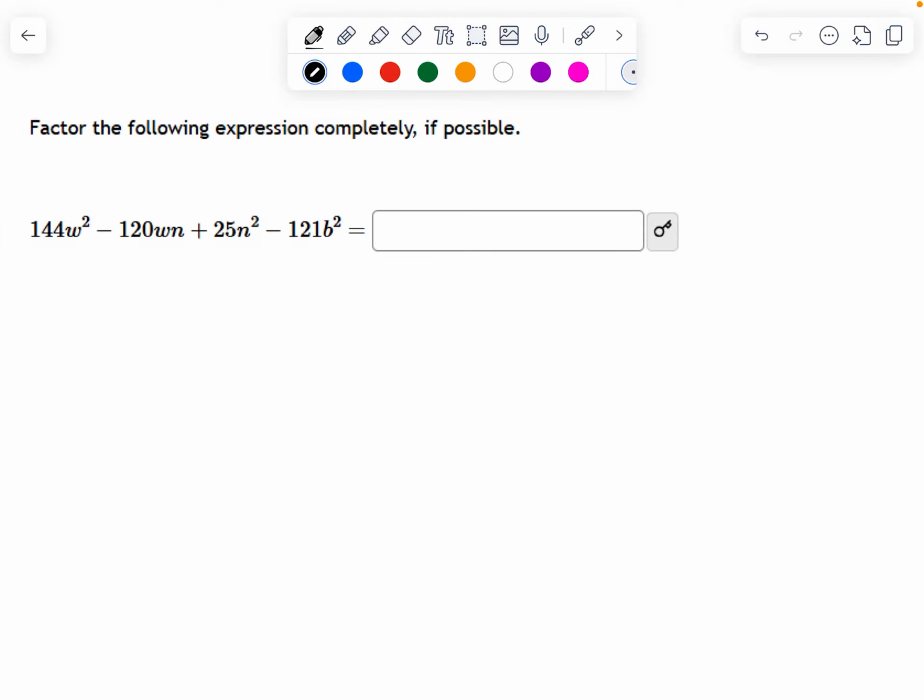Hello and welcome. So we're going to be factoring the following expression completely, if possible. Now, the first thing to check for with factoring is a GCF, which we don't have one here, so moving on. The next thing would be to double check your number of terms, which usually tells you how to factor. Now, here we have 4 terms, which generally says factoring by grouping, which is a split down the middle.